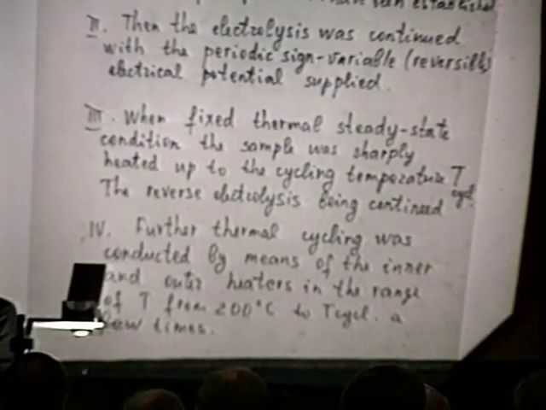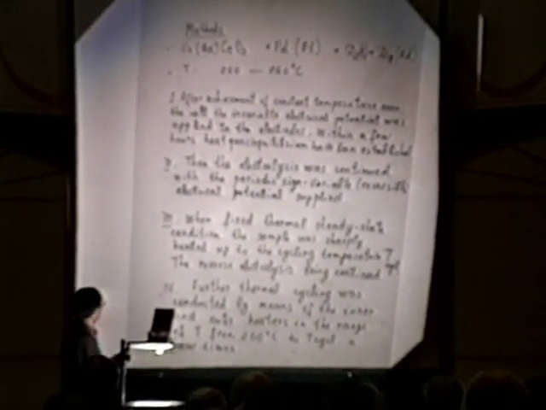First, the sample was heated up to a certain temperature when proton conductance appears. Then a constant potential was applied. Then, with a special electronic switch, a reversible alternating pulse potential was applied. And the last stage included thermocycling.